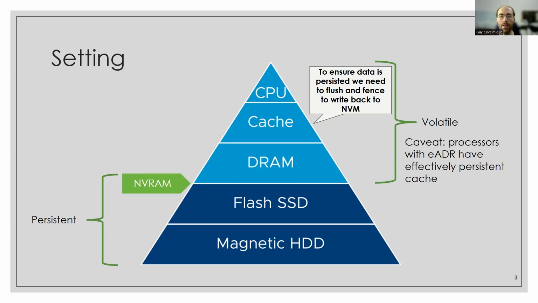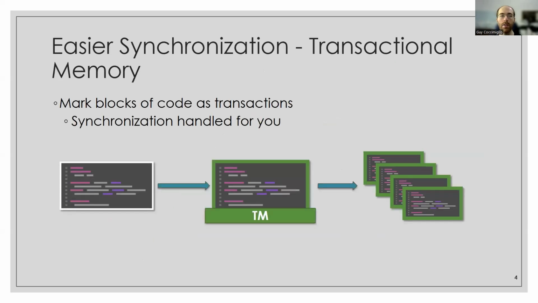A caveat to this is that some new processors have EADR, or Extended Asynchronous DRAM Refresh, which effectively gives them persistent caches. This is not going to be very relevant during this talk. I'll just note that our algorithms and our contributions confer the same benefits on systems both with and without EADR. All right, so when you're designing concurrent data structures, how can you achieve easier synchronization?